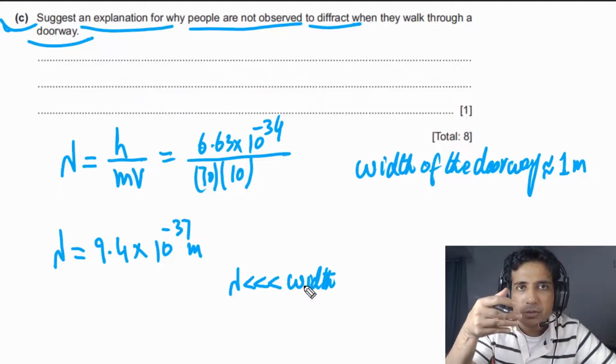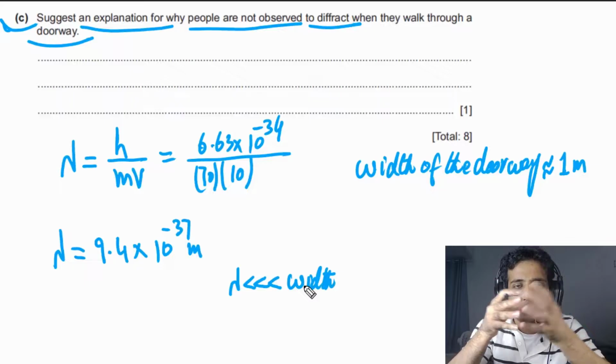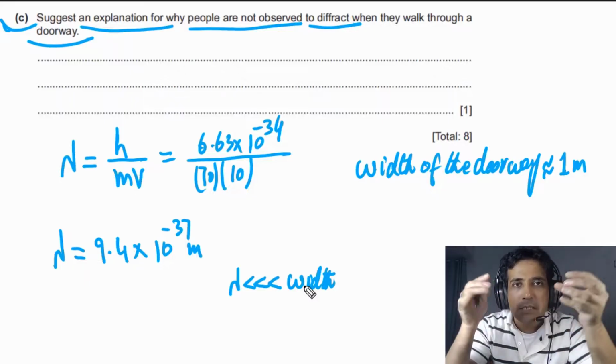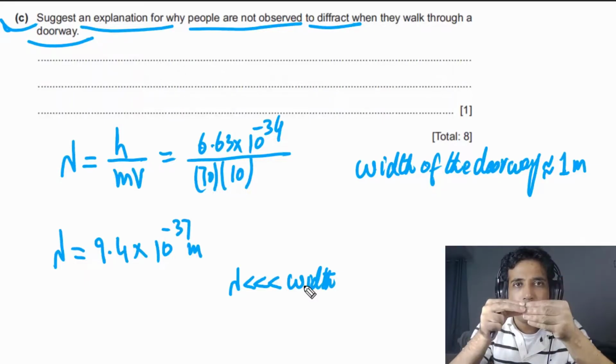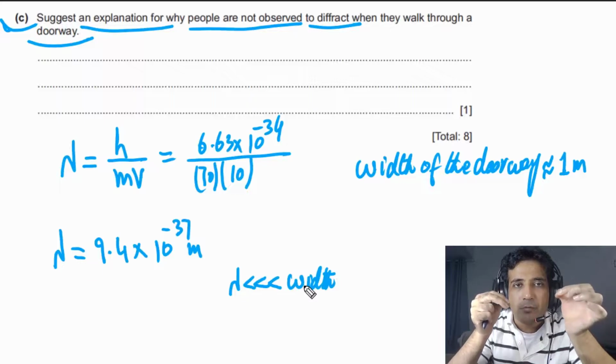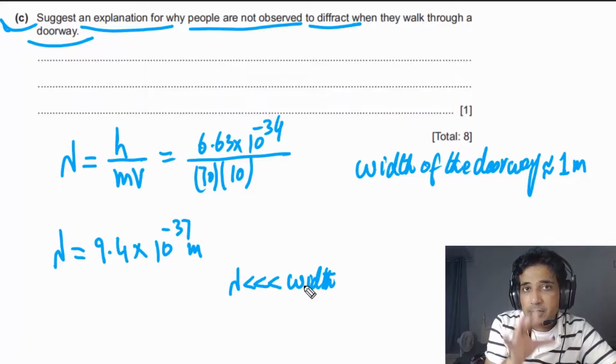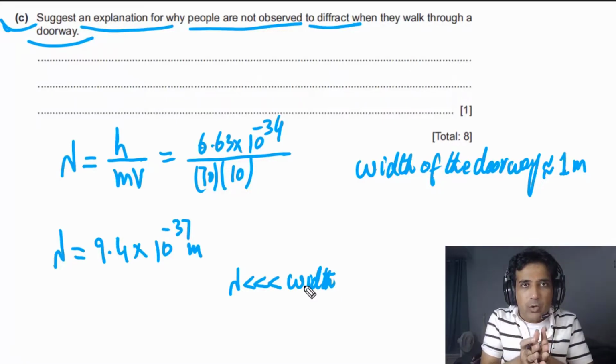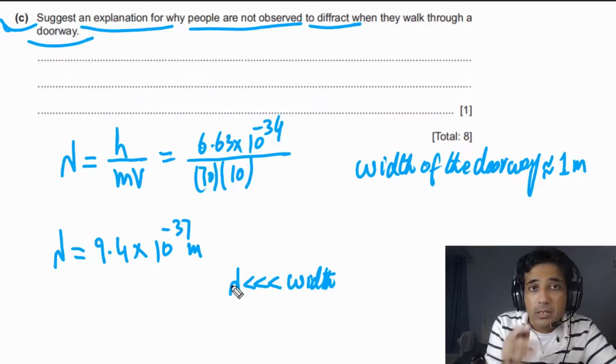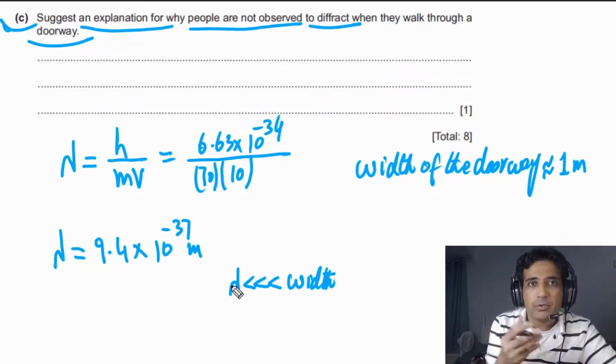In this case, we will not observe diffraction, because for significant diffraction to be observed, the size of the door, meaning the width of the door, has to be comparable with the wavelength of a person. But in this case, lambda is negligible. So that's the reason we don't observe people diffracting when they walk through the door. People don't diffract when they walk through a doorway because lambda is negligible as compared with the width of the door. So that is the reason behind it.